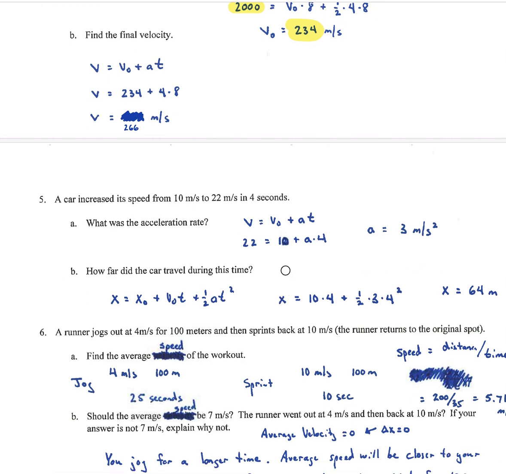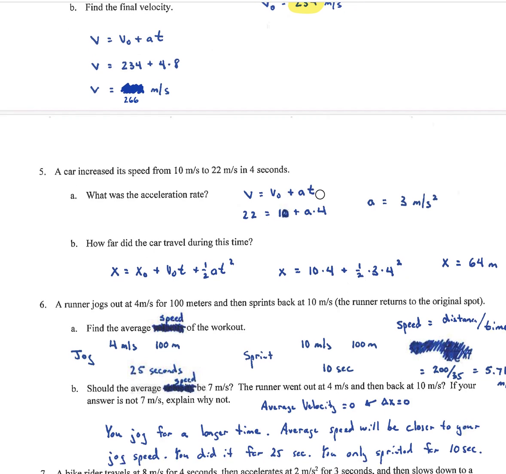A car increased its speed from 10 to 22 in 4 seconds. It's kind of like the definition of acceleration. Acceleration is the rate at which you change your velocity. And look, we changed our velocity by 12 in 4 seconds. That's an acceleration of 3 meters per second every second.